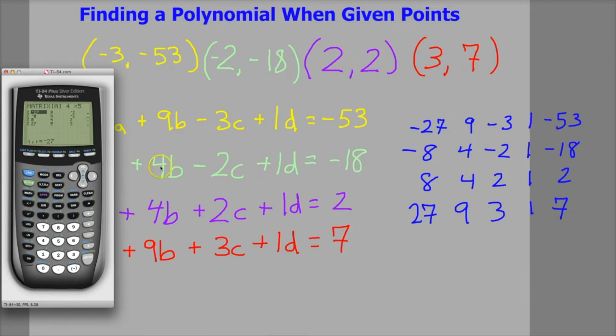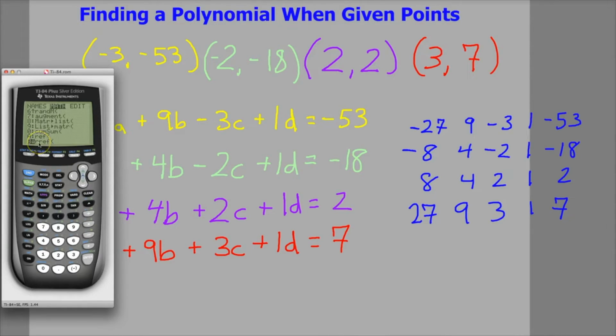So negative 27, 8, 8, and 27 looks good. This column looks exactly like I want it to. This one does as well. So does this one. And then finally, this one looks pretty good too. So now that I have that, I can quit out. You did all that work typing it in, and now you have to quit. But we're going to use it now. So second matrix, and I'm going to go over to the math menu. Now I need to go down to reduced row echelon form.